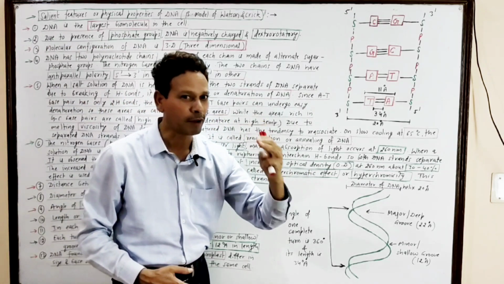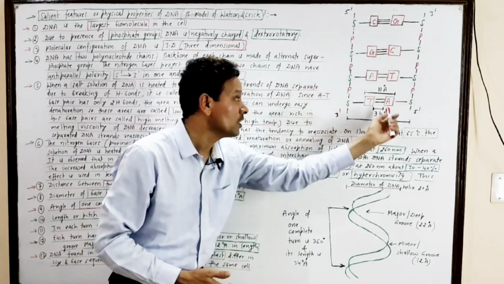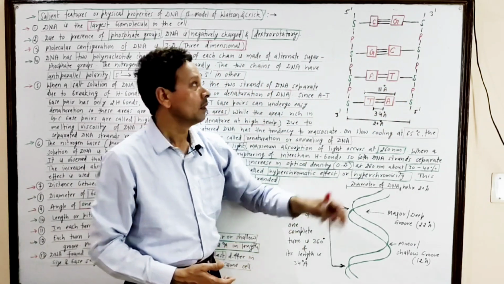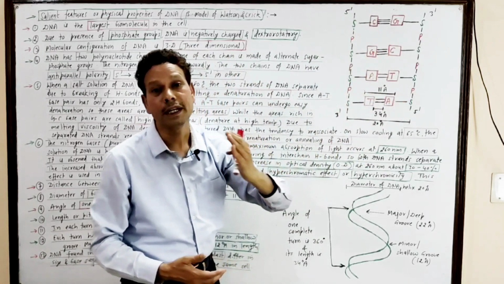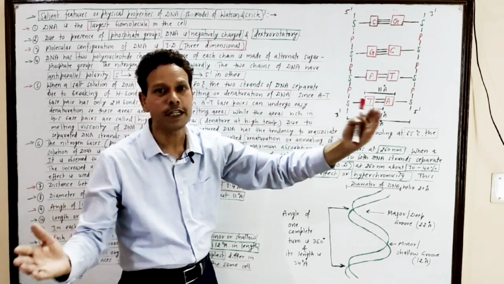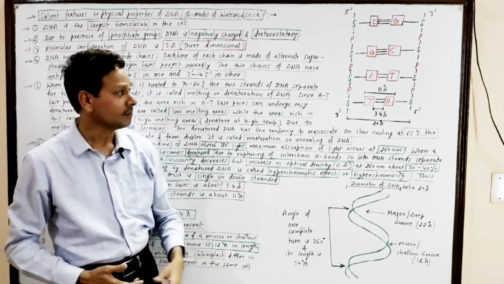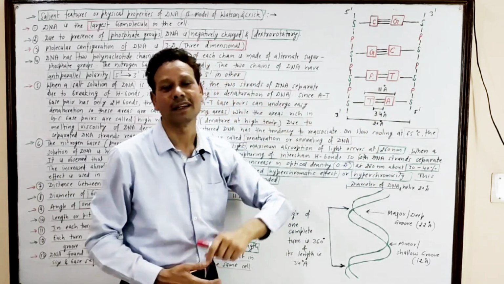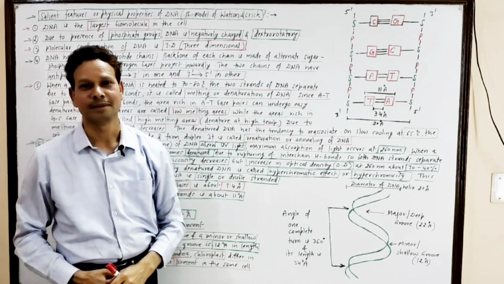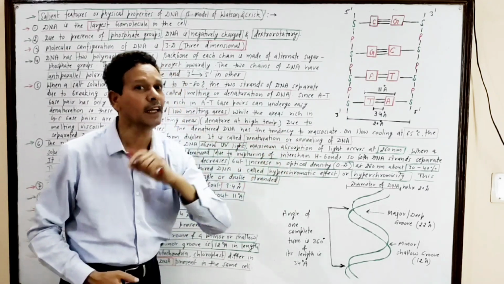It means the point number 5, which is very important: the DNA molecule which is double stranded, on heating undergoes denaturation due to breakage of the hydrogen bonds which are present between two polynucleotide chains. And on slow cooling, the denatured DNA reassociates. That process is called renaturation or annealing of DNA.